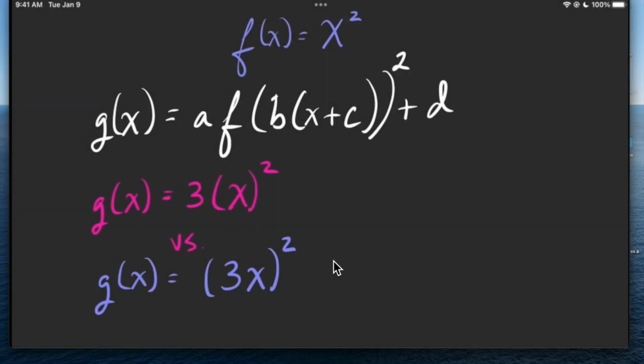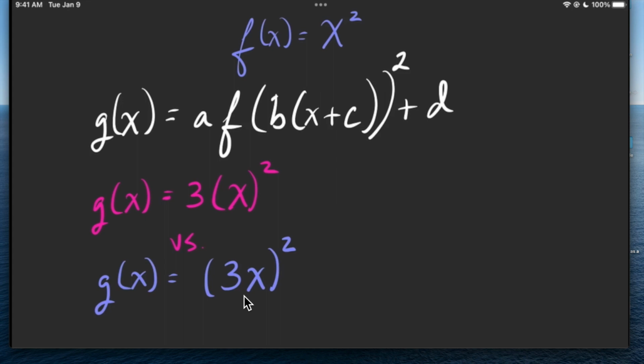Let's now look at these two examples quickly. This transformation, g of x, has the 3 outside of the parentheses. So that's going to affect the y values. Here in blue, that 3 is inside the parentheses, therefore it's going to affect the x values. And we're going to talk about those effects in a moment.